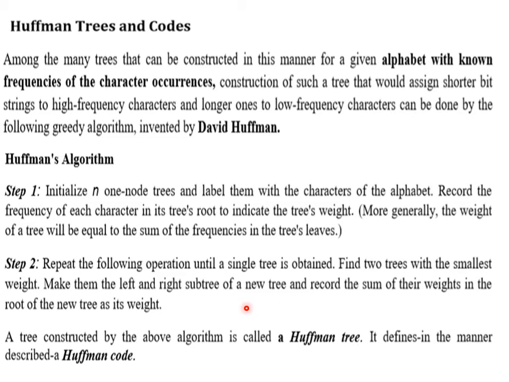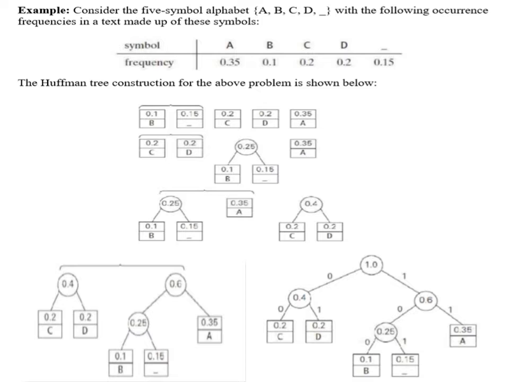A tree constructed by the above algorithm is called a Huffman tree. It defines the Huffman code in the manner described. So this is an example of how a Huffman tree codeword is generated. Consider the five-symbol alphabet A, B, C, D and underscore with the following occurrence frequencies in a text made up of these symbols. A is 0.35, B is 0.1, C is 0.2, D is 0.2 and underscore is 0.15. The Huffman tree construction for this problem is shown below.